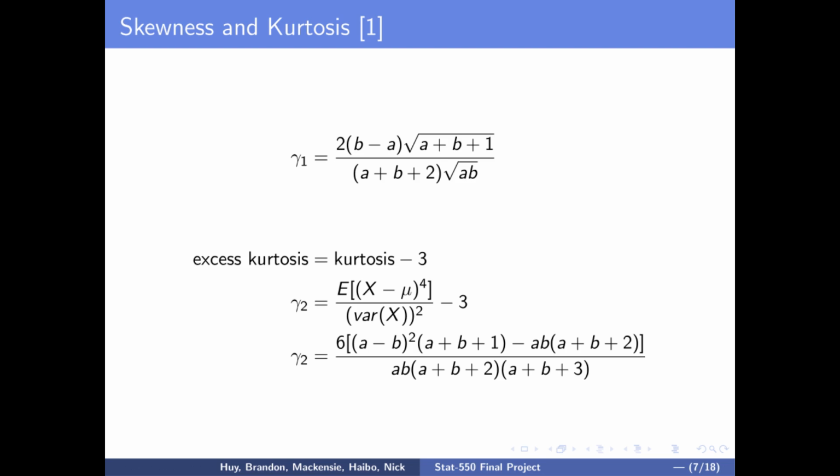Kurtosis is another way to describe the tailedness of a distribution. Since the kurtosis of any univariate normal distribution is 3, most people use the excess kurtosis instead, which is simply kurtosis minus 3. The excess kurtosis for the beta distribution is defined as (a minus b) squared multiplied by (a plus b plus 1) minus ab multiplied by (a plus b plus 2), all multiplied by 6. And that is all over ab multiplied by (a plus b plus 2) multiplied by (a plus b plus 3).